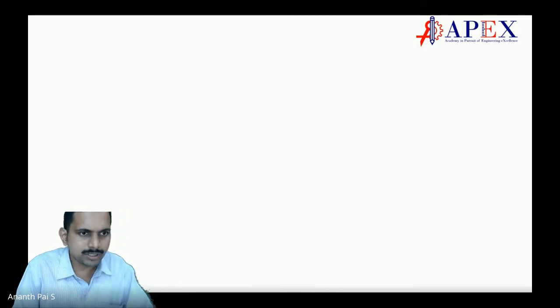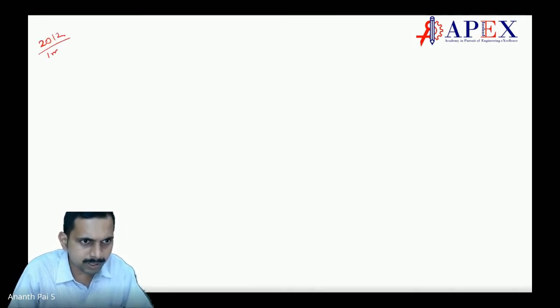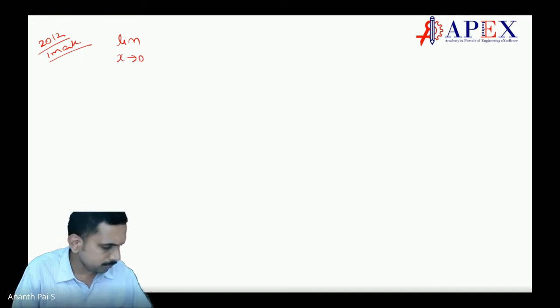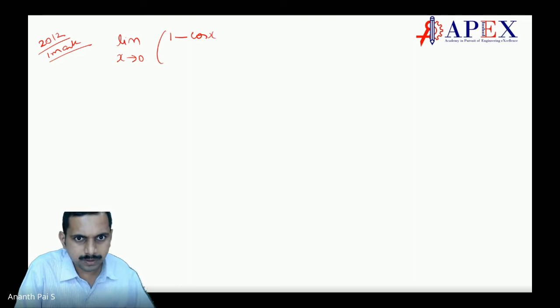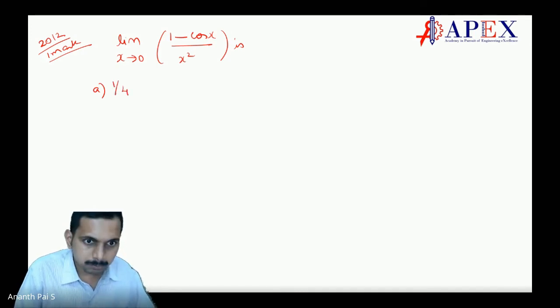Let us solve this. This has come in GATE 2012. Again 1 mark. Generally 1 mark only comes. Sometimes 2 marks come. So limit x tending to 0 of 1 minus cos x divided by x square is: a) 1 by 4, b) 1 by 2, c) 1, d) 2. Tell me the answer.